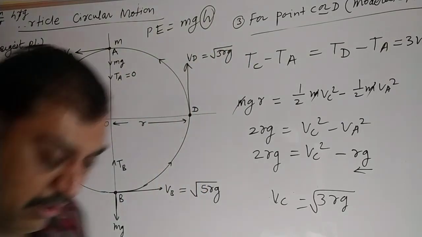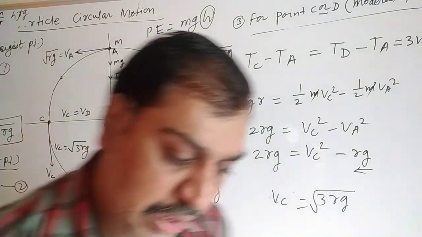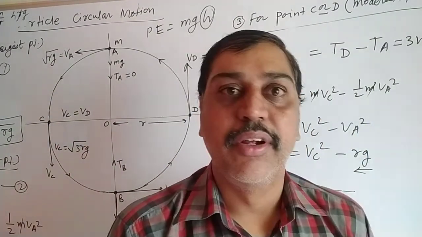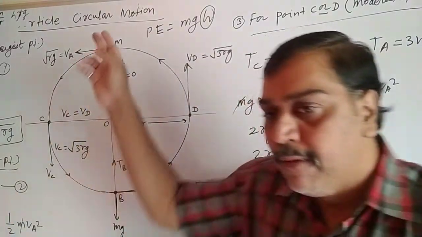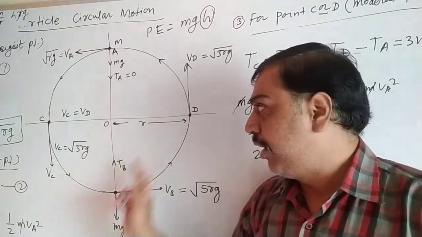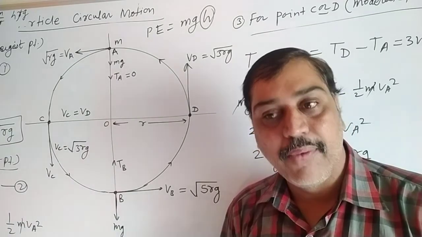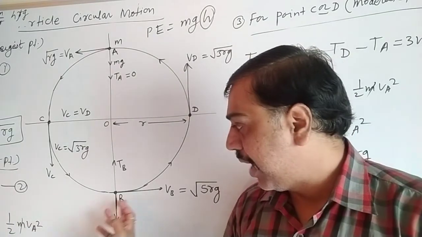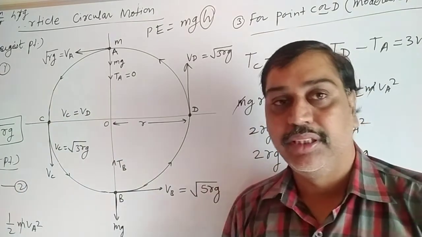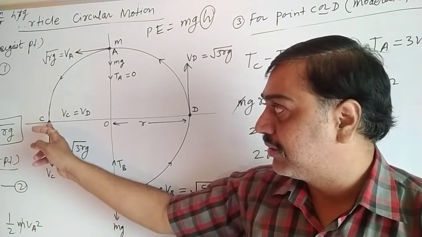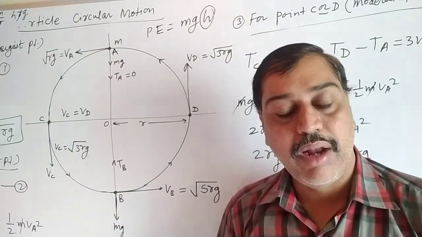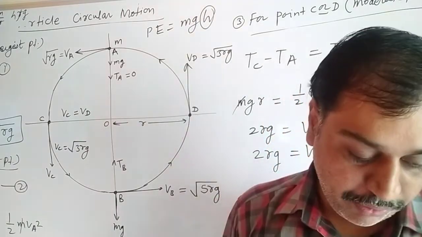In this fashion, we have found out the velocity at the highest point, the velocity at the lowest point, and the velocity at the moderate point. Apart from this, what have we found? The change in the tension in the string when the particle is at B and A is 6 mg. The change in tension when it is at C and A is nothing but thrice mg. That topic we have finished now.